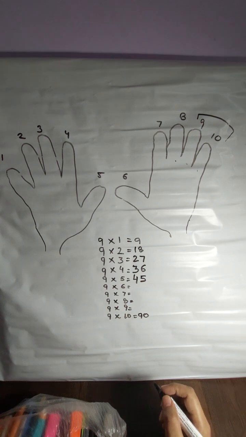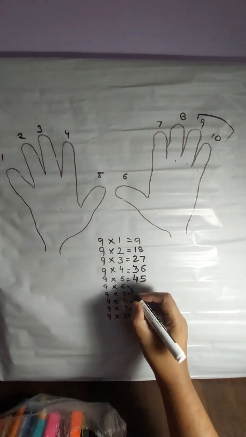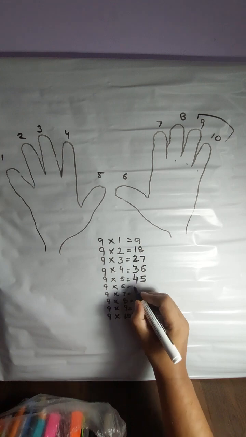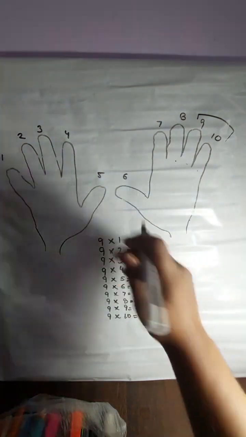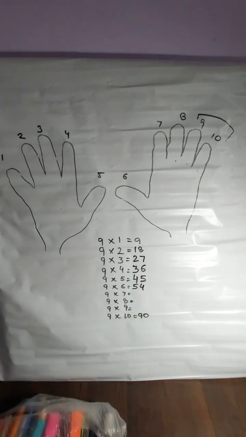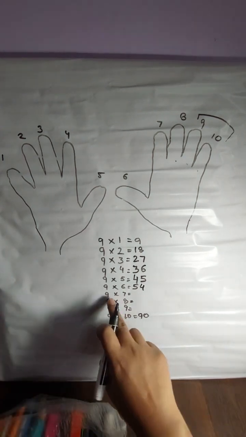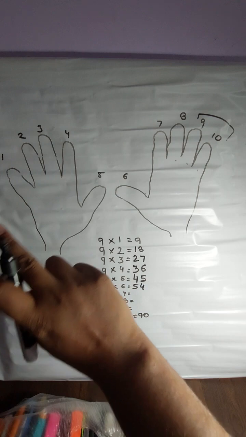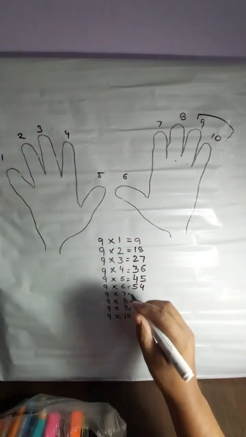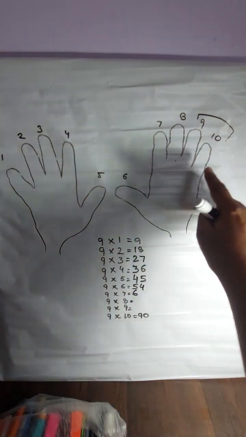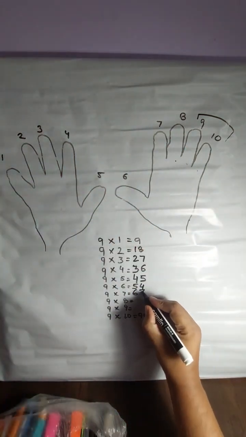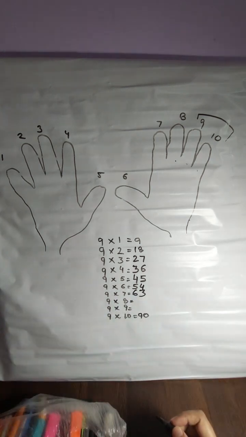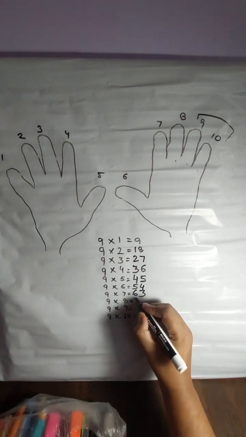This is the same trick we follow till 6, 7, 8 and 9. So what is the value for 6? I hope you understand. 5. And when it comes to 6, 1, 2, 3, 4, 5, 6, it is 4. For 9 sevens, 1, 2, 3, 4, 5, 6, 7, that comes 6. And here we count 1, 2, 3, 4, 5, 6, 7. It's 3. And it comes 7.